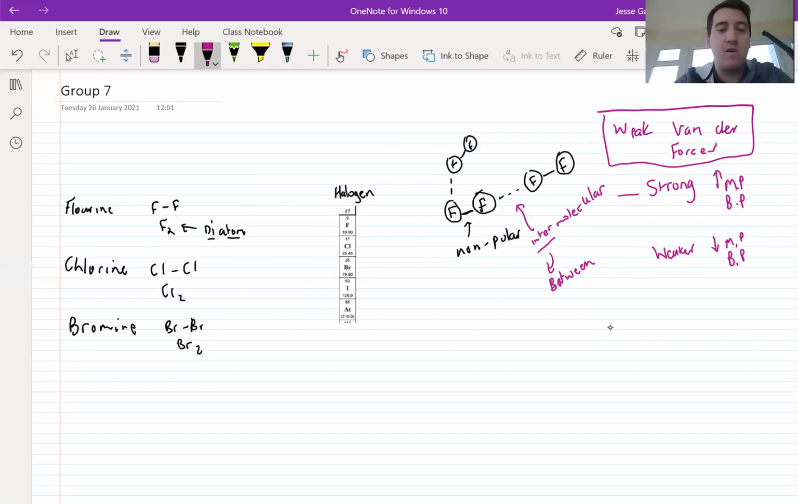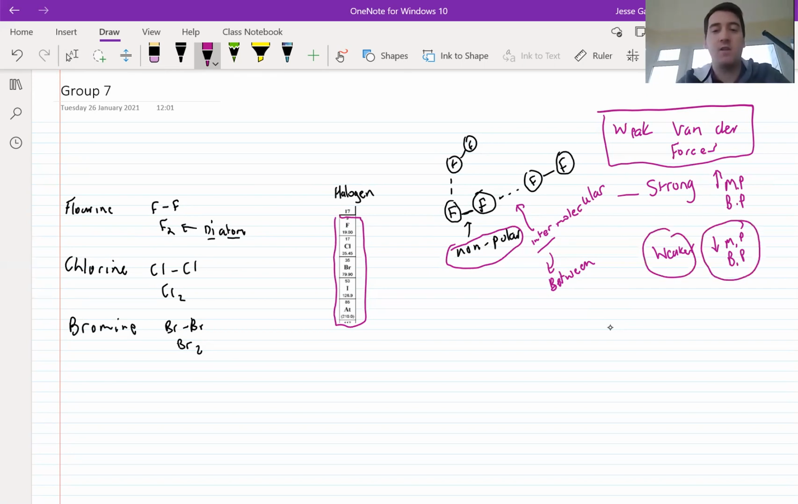And it's the same for all of these, because these are all diatomic, which means the molecules are made of 2 of the same atom. So they're all going to have a non-polar bond between them, and they're all going to have weak van der Waals forces. Because they have weak intermolecular forces, they're going to have pretty low melting points and boiling points. But that doesn't mean they're all the same. There's still going to be some kind of pattern going on here.